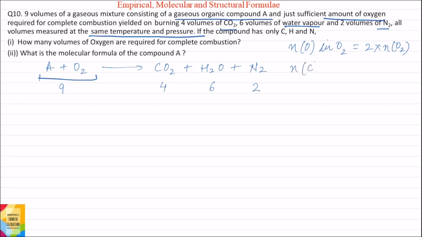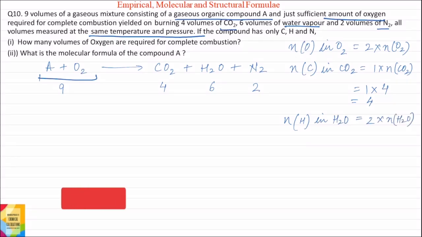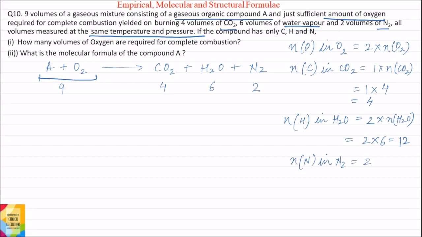Similarly, moles of carbon in CO2 will be equal to 1 into moles of carbon dioxide, which is equal to 1 into 4, and this is equal to 4. Now moles of hydrogen in H2O will be equal to 2 into moles of H2O, because 1 mole of H2O contains 2 moles of hydrogen atoms, and this is equal to 2 into 6, which is 12. And moles of nitrogen in N2 will be equal to 2 into moles of nitrogen, which is 2 into 2, and this is equal to 4.